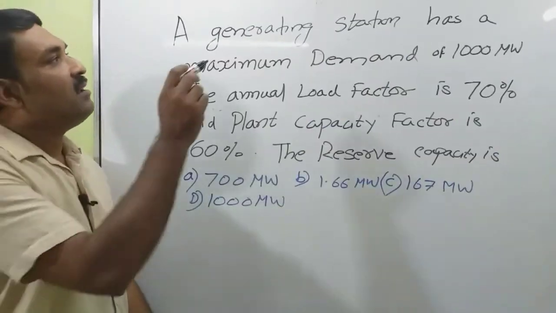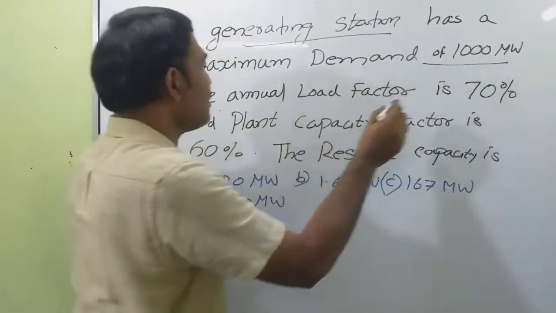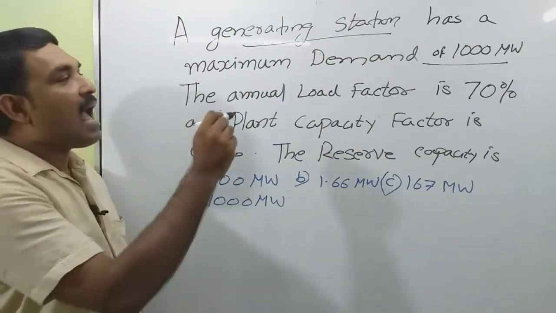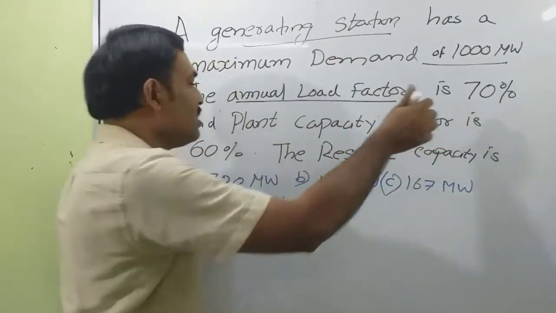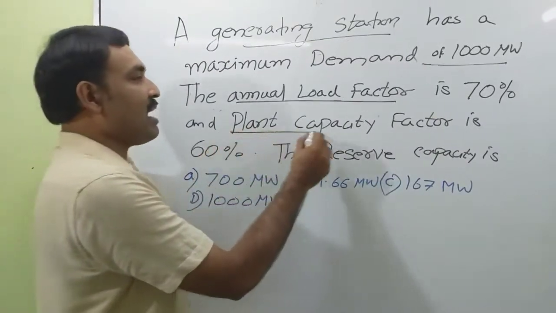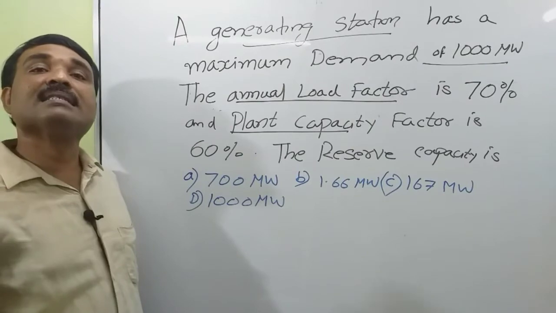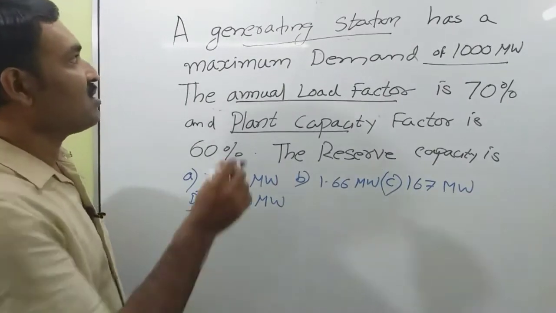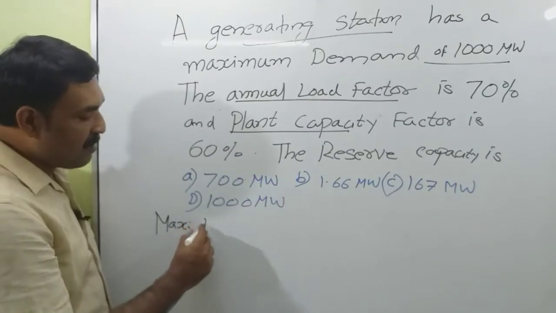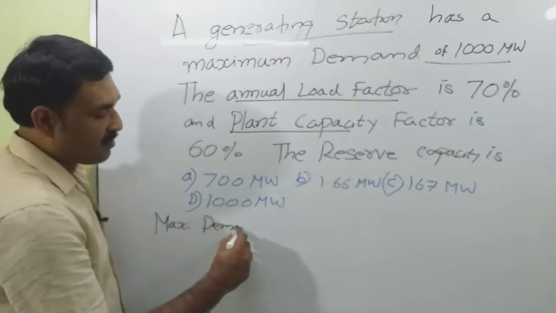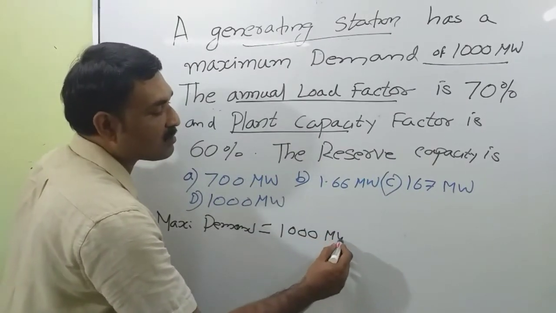In this question, we have a power station with a maximum demand of 1000 megawatt and annual load factor given as 70%, and plant capacity factor given as 60%. We want to find the reserve capacity. Okay, so from the given data, the maximum demand is equal to 1000 megawatt.